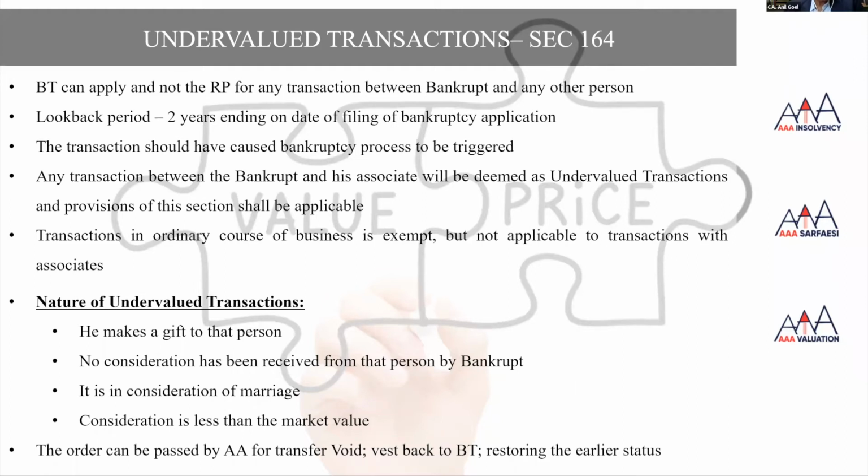What is the nature of undervalued transactions? It is almost similar to section 45. He makes a gift to that person. No consideration has been received from that person by the bankrupt. It is in consideration of marriage. Consideration is less than the market value. The order can be passed by the adjudicating authority, where the transfer can be held as void, or we can say that the property which has been transferred to another person would come back to the bankruptcy trustee. The original status of the transaction can be restored. These are the 3 remedies available.